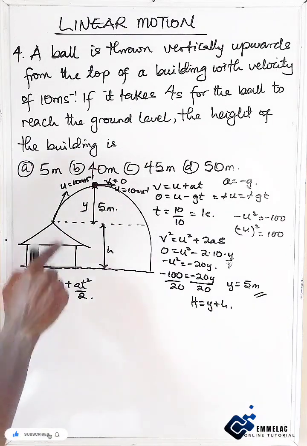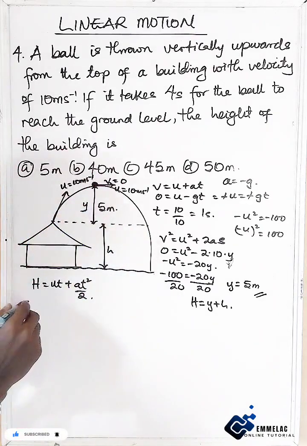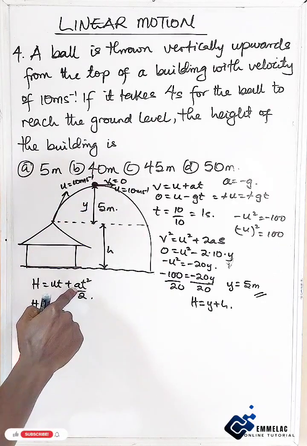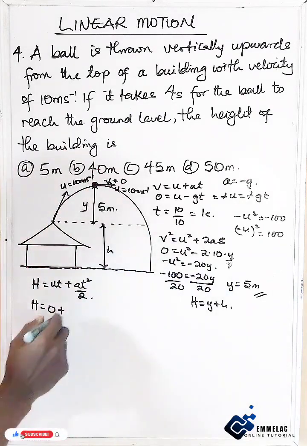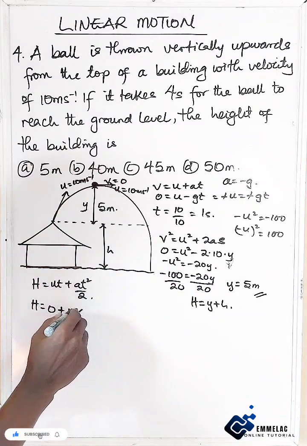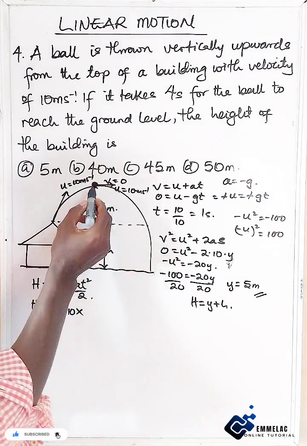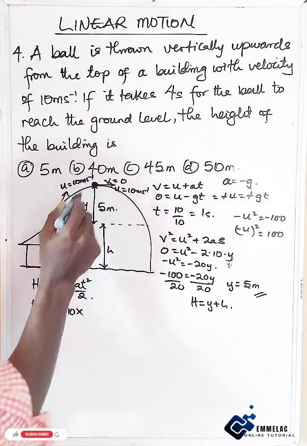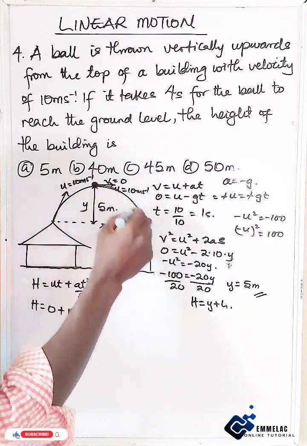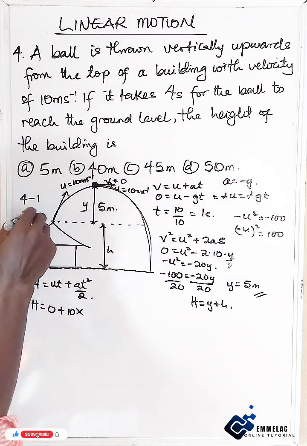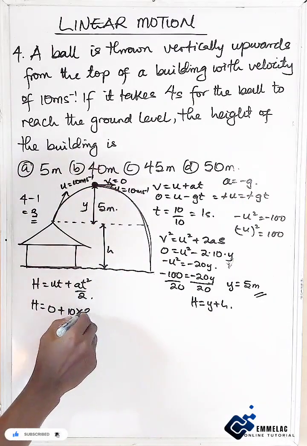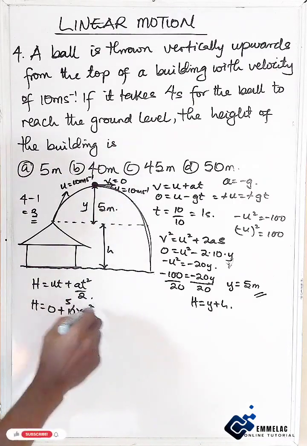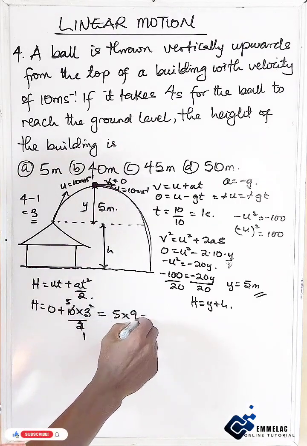our u here will be 0 because it's starting from rest. So here you have that h equals to 0, then plus our g is positive because it's now moving downward. So here we have 10, then times our time here. Take note that for the total time it is 4 seconds, and from here to here is 1, right? So it implies that the remaining part here will now be 4 minus 1, which is what? 3 seconds. So here we have 3 raised to the power of 2 all over 2. 2 here 1, 2 here 5. So here we have 5 times 9, which will give us what?